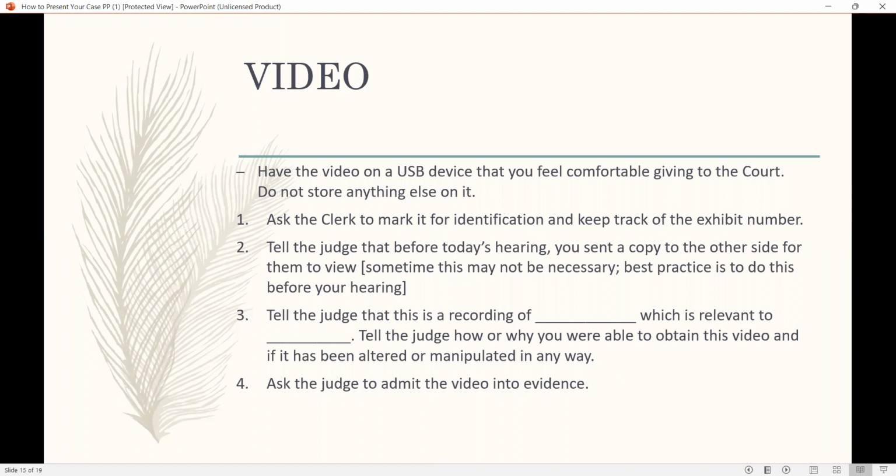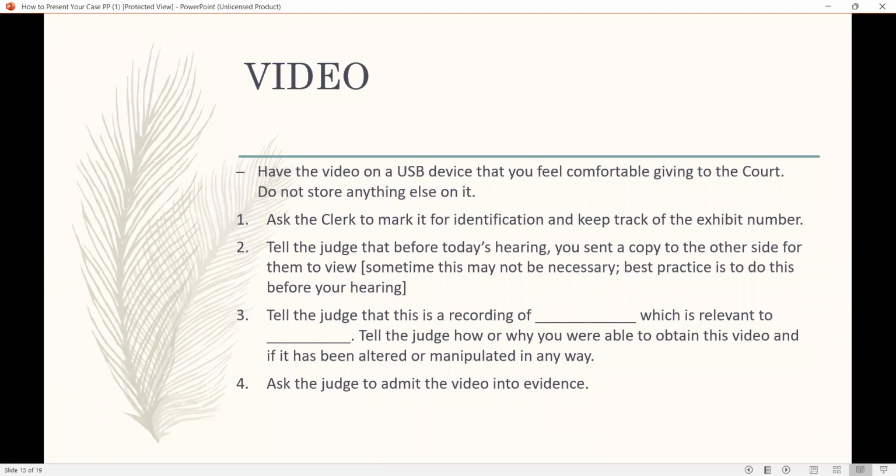The court may or may not want to know, out of fairness, if the opposing party has seen the video and might have a good reason to object to it. Next, you want to tell the judge that this is a recording of blank. So explain what the video is, and it's relevant to blank. Tell the judge how or why you were able to obtain this video, and if it has been altered or manipulated in any way.